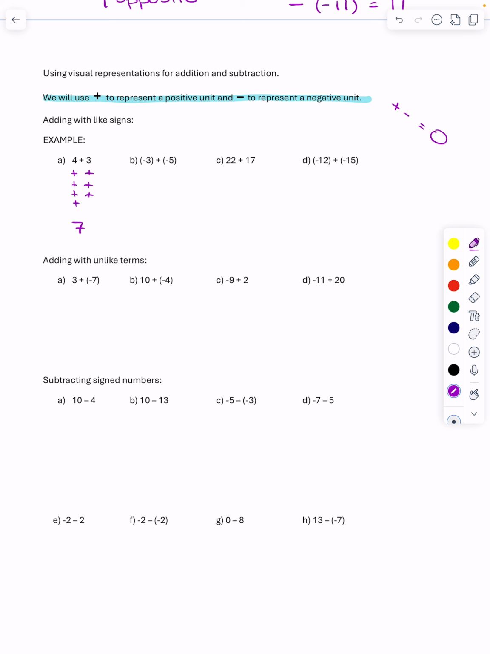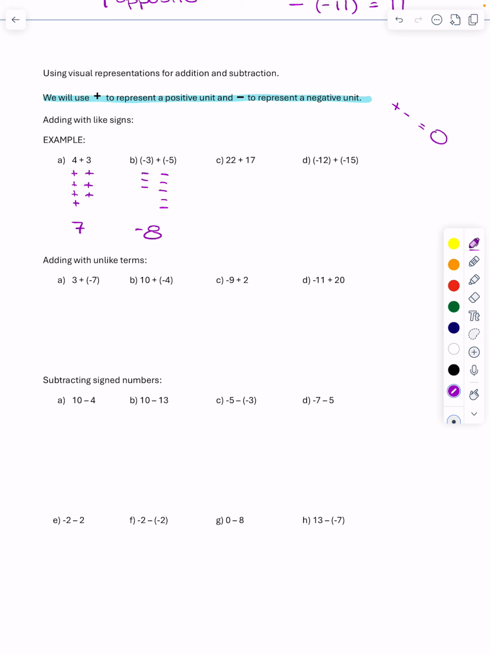I can count that. Sometimes it's just nice to see a visual representation with smaller numbers. You can make sense of what's going on. So if both of the numbers are positive, we just add the way we always have. For B, I got 3 negatives, I'm adding 5 negatives. I'm just going to combine those. That gives me 8 negatives. So if the signs are the same, we add those units together and keep the sign.